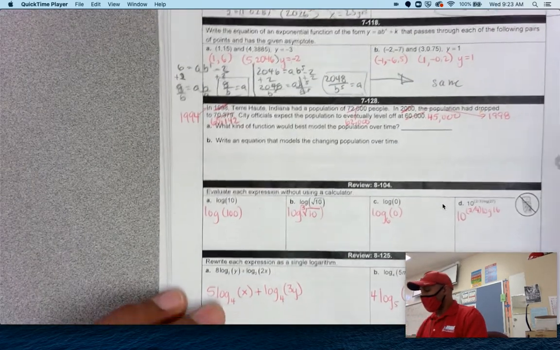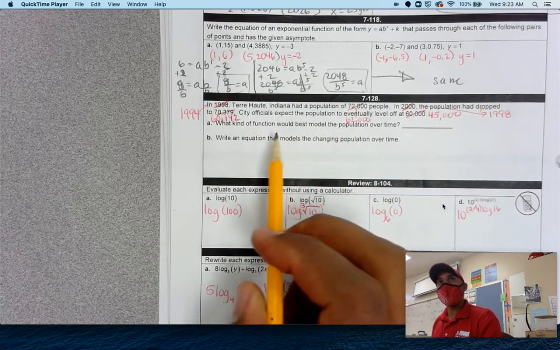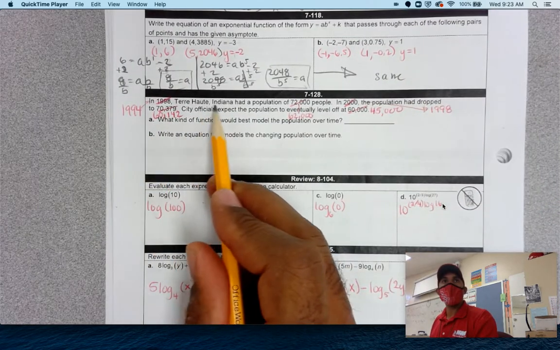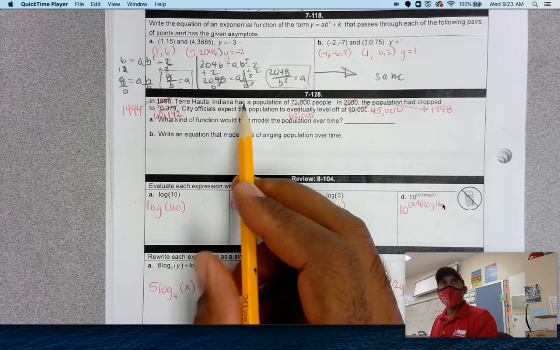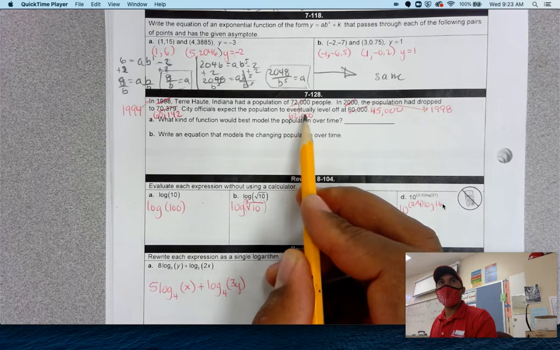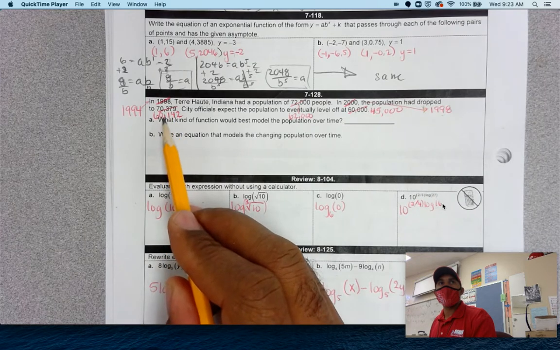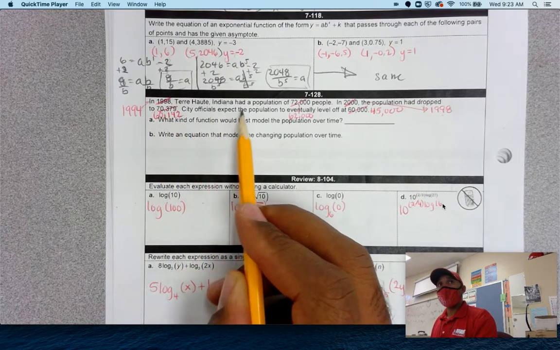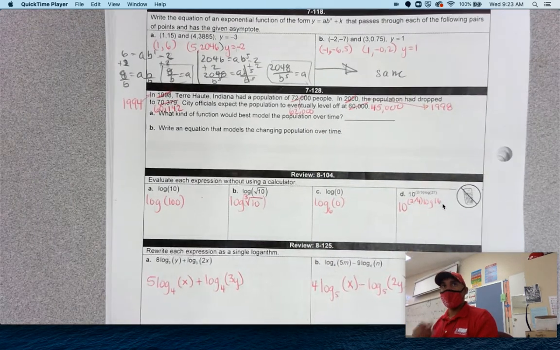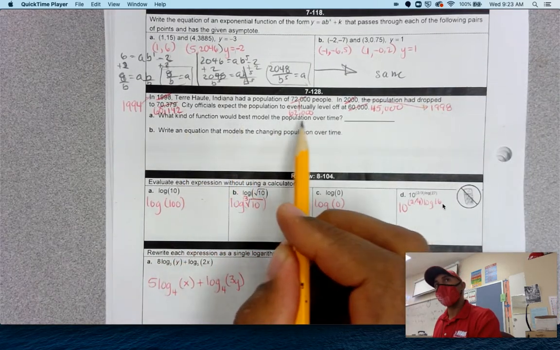All right, so now in the next one, I've got another problem dealing with a situation that has to do with population. Again, remember I changed out all the numbers. So here in 1994, Terre Haute, Indiana, that's the name of the city, had a population of, in this case, 62,000. And in 1998, the population dropped to 60,142. City officials expect the population to eventually level off at 45,000.